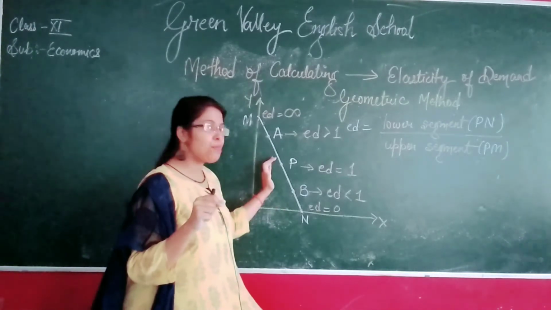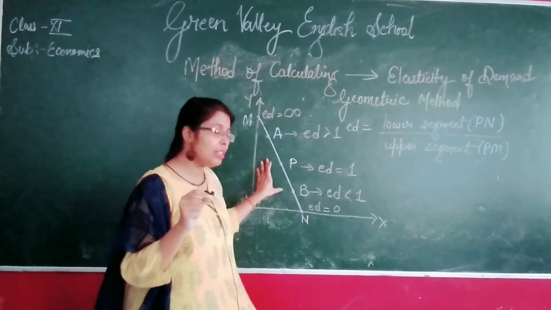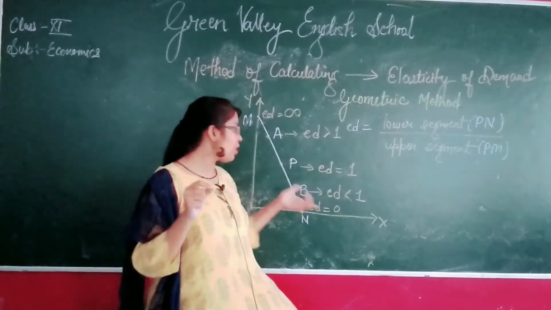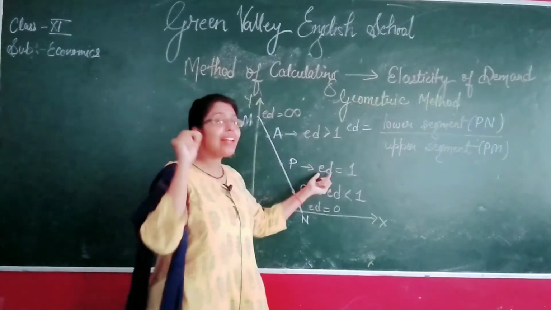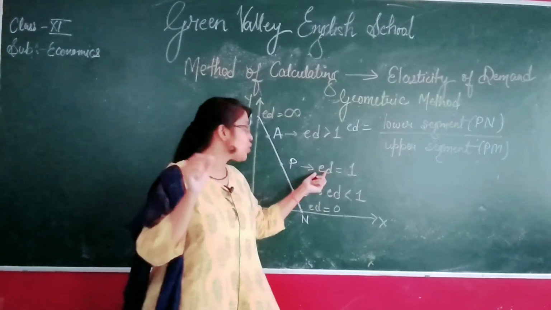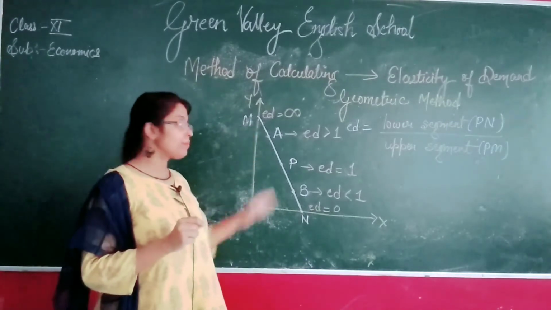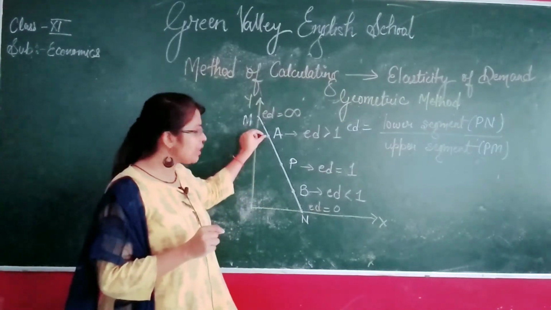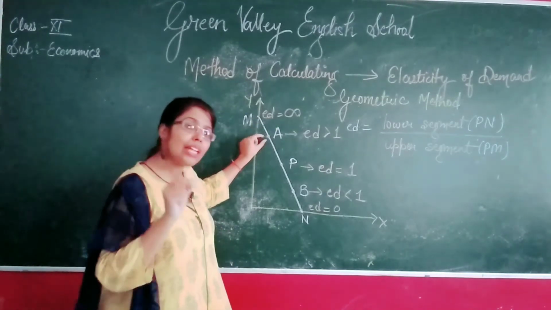So here at point P, it divides both into equal parts, so Ed is equal to 1 because Pn upon Pm is the same. So here elasticity of demand is equal to 1. Now at point A, students, you can see one point I marked A. Now how to measure elasticity of demand at this point?